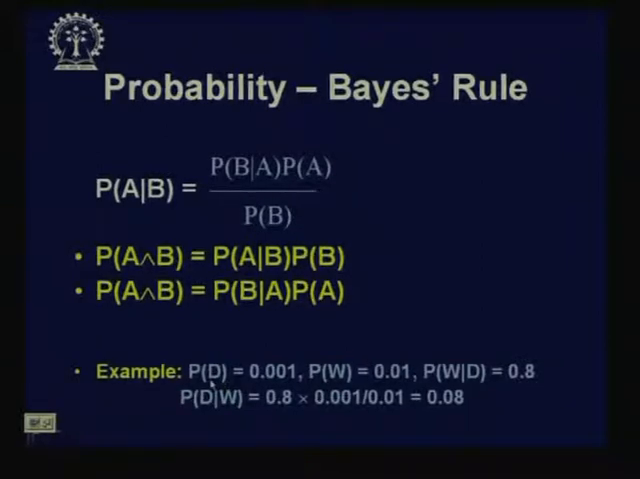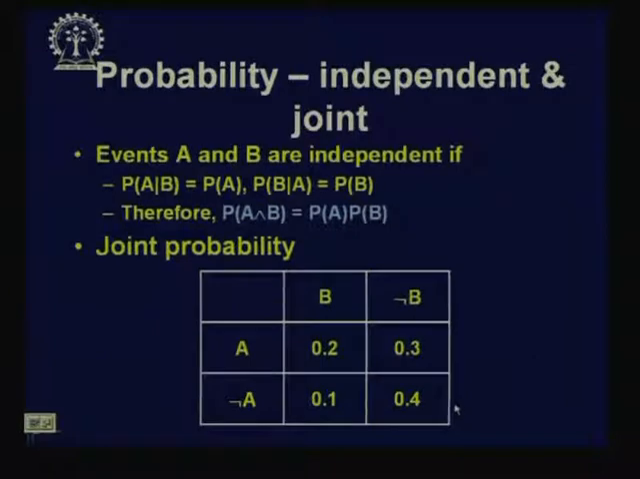The a priori probability of the doorbell ringing is 0.001, and the a priori probability of Mohan's waking up is 0.01, and the probability of waking up given the doorbell ringing is 0.8. From there, we compute the probability of doorbell ringing given Mohan's waking up using Bayes' rule: 0.8 times P(d) divided by P(w). So, we get 0.08. This is the basic notion of Bayes' rule.